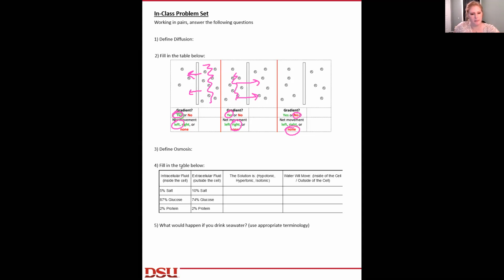Okay, define osmosis. Again, just did that, so hopefully you've redefined it for yourself. What are we going to do in these situations? So intra means inside, so the fluid inside of the cell has a 5% salt ratio with water, whereas the extracellular fluid has 10% salt. So basically, if I pretended like I've got water and I've got 5 salt over here, actually, I don't know why I drew that second one.